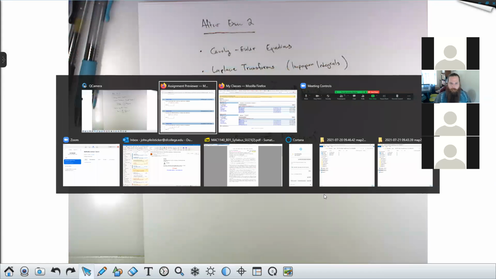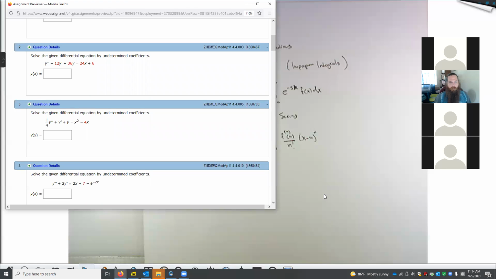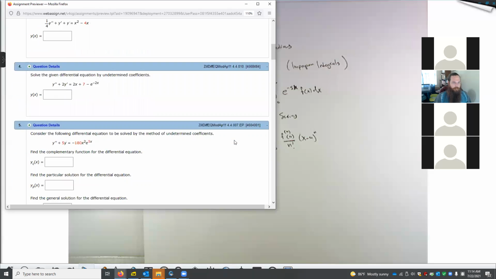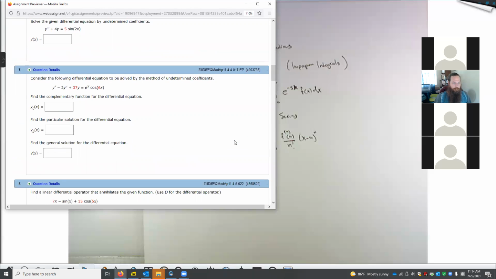All right, Millen, did you find that problem? Yeah, it was number 7. Like, I got my complementary solution, stuff like that. I think I just had a problem with, what's it called, adding stuff over to get my second solution.